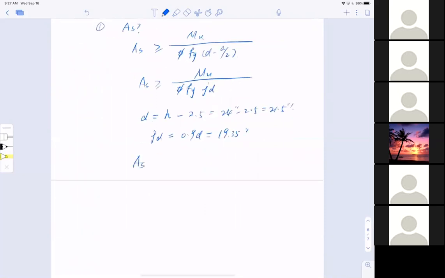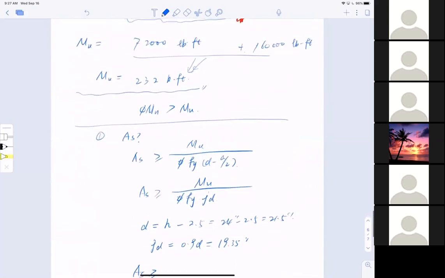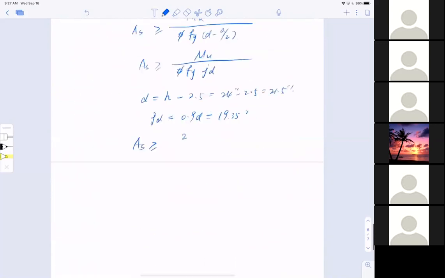So As has to be bigger than or equal to Mu, which is 232 kip-feet, divided by, on the bottom, 0.9 multiplied by 60 ksi yield strength and 19.35 inches.